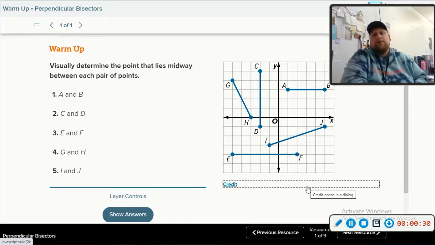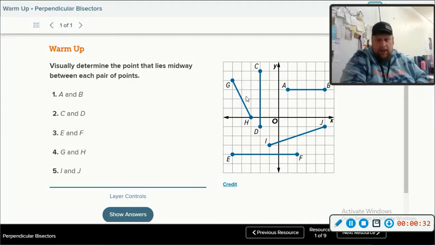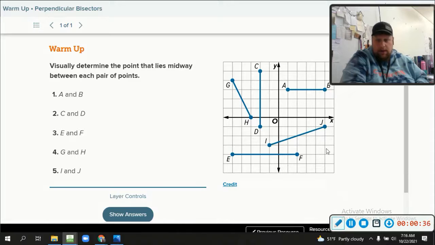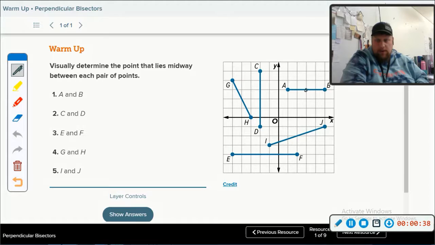Okay. I'm assuming you paused me, came back. So if I'm looking at A and B, it looks like this is right in the middle, right? Let me get my writing utensils out. I think right here is in the middle. And that is the point 1, 2, 3, 1, 2, 3. So that is 3, 3.